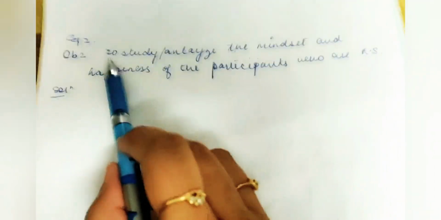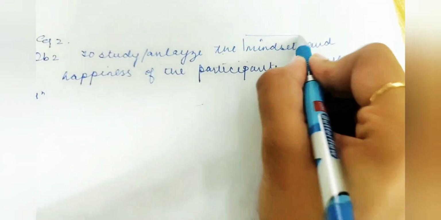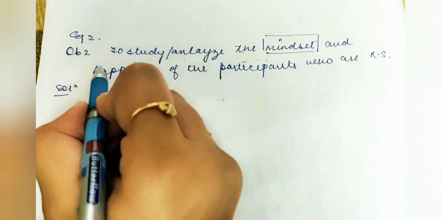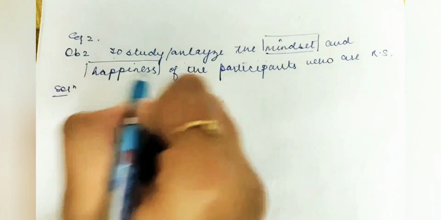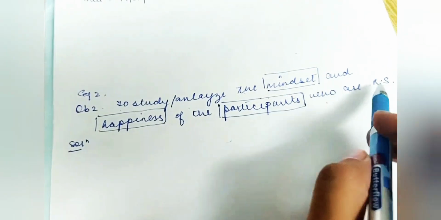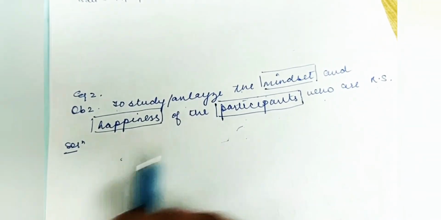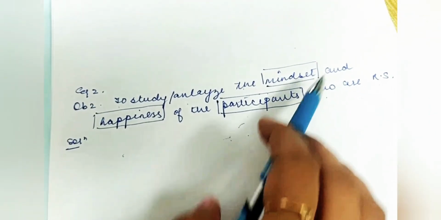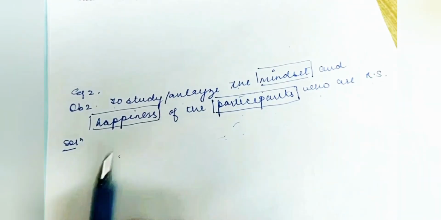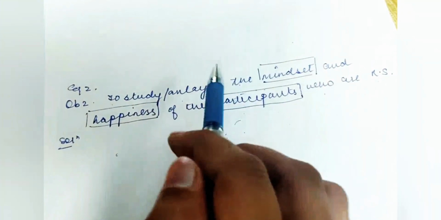Now, here, ignore the prepositions, the article kind of things. Focus on mindset, column it. Second, happiness. Third is participants. And which participants? Who are just research scholars and no teachers, no students, no family, none of them. Only who are research scholars. We need to consider only those things which are clearly mentioned in the statement.